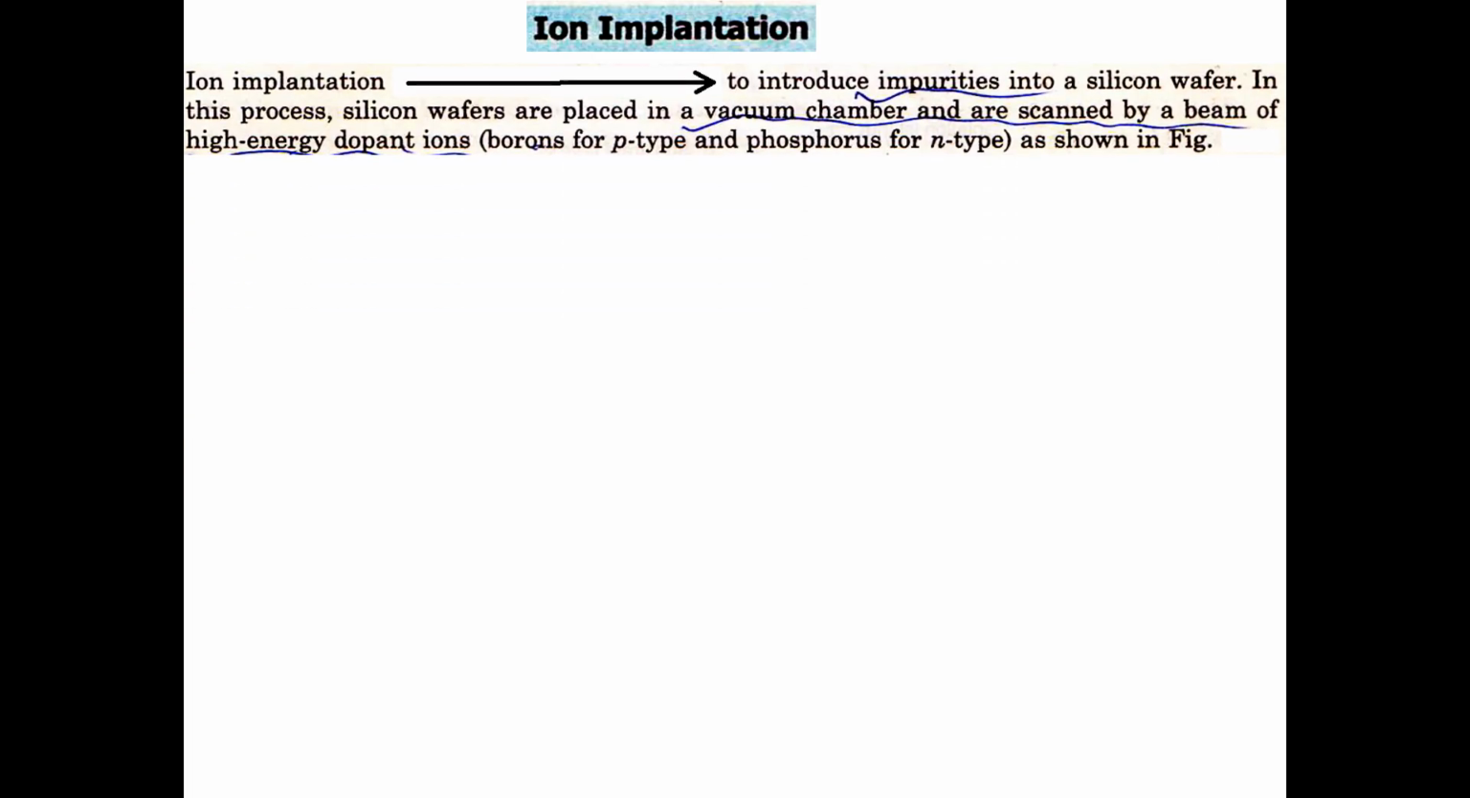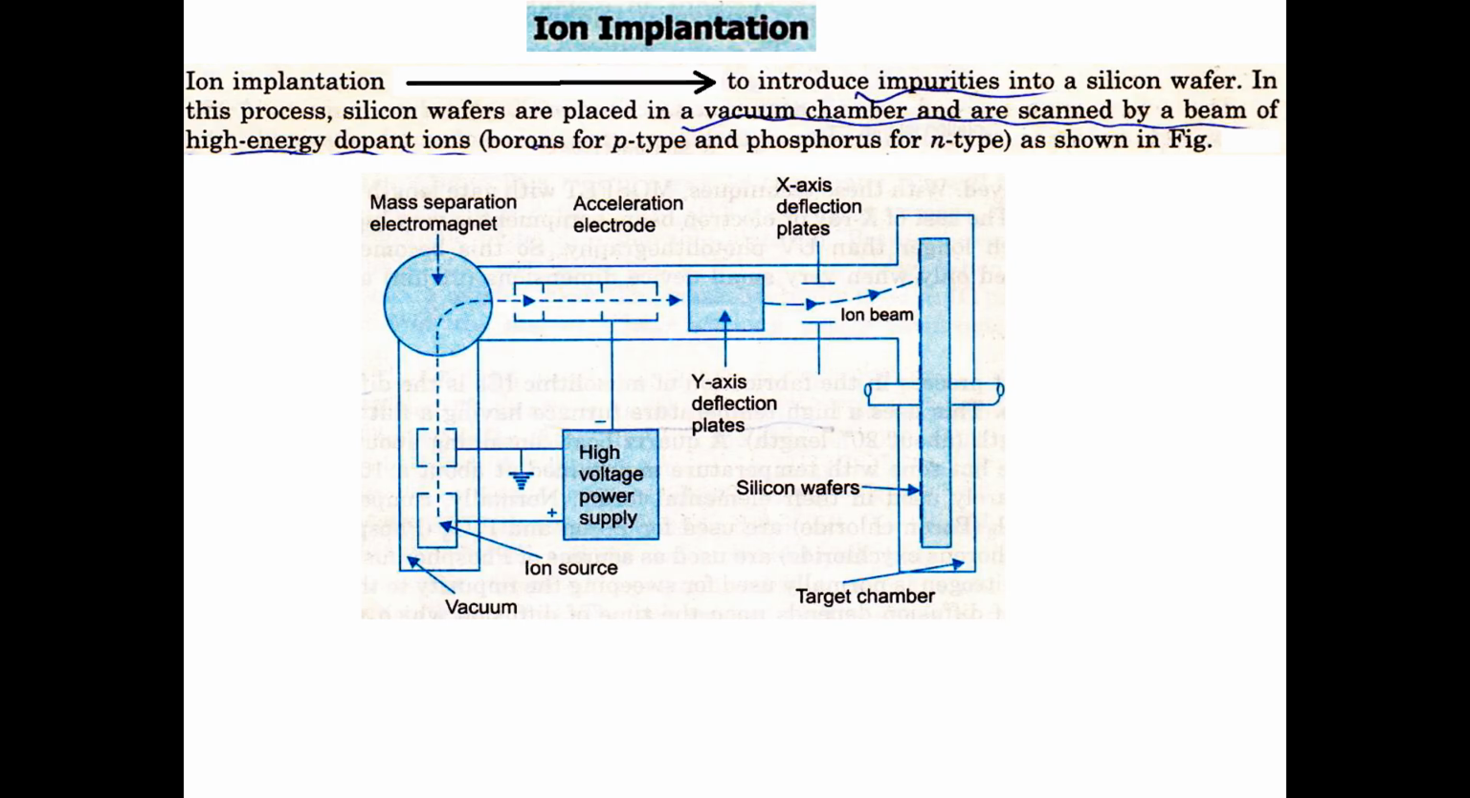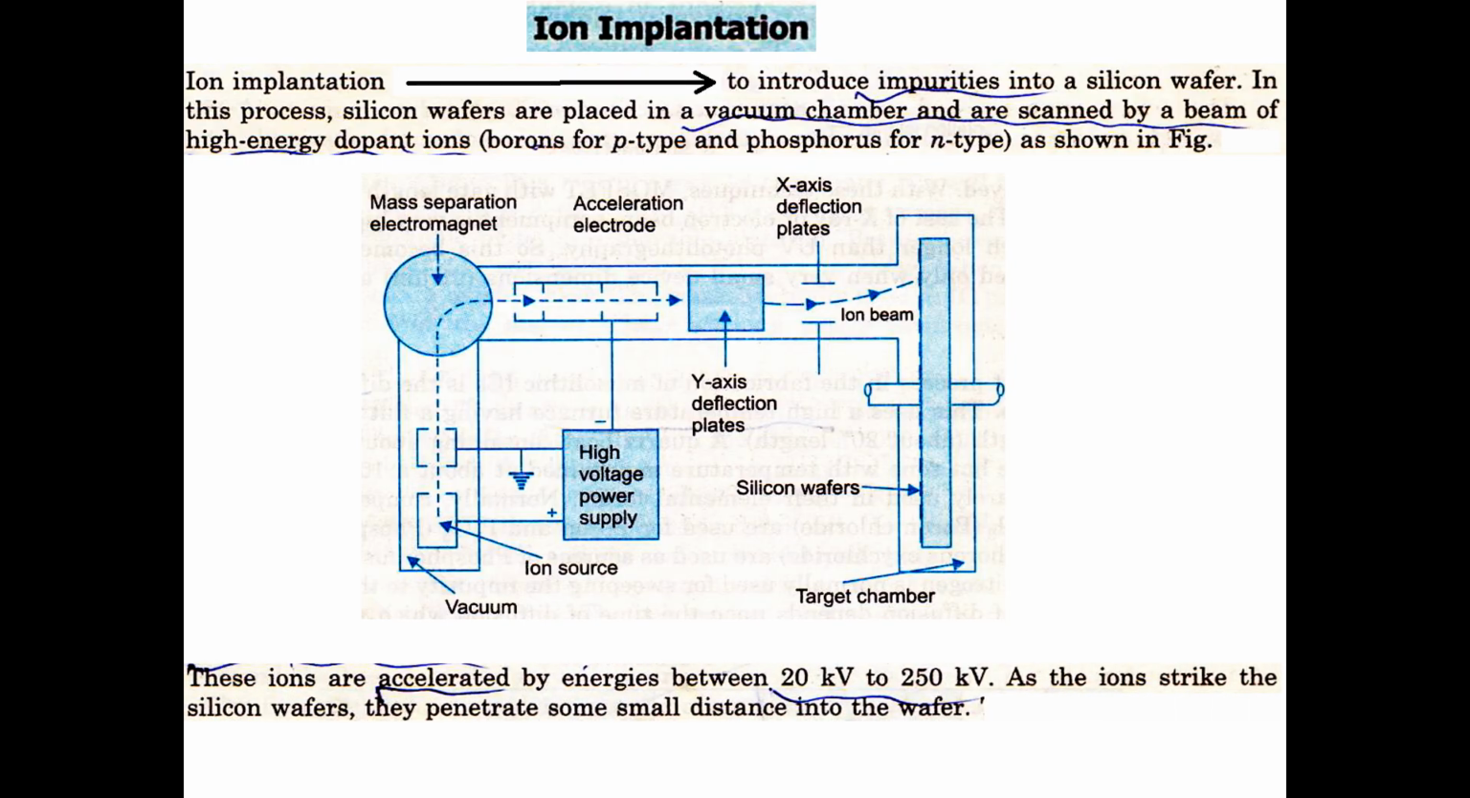Ion implantation. Ion implantation is used to introduce impurities into a silicon wafer. In this process, silicon wafers are placed in a vacuum chamber and are scanned by a beam of high energy dopant ions as shown. These ions are accelerated by energies between 20 kilovolt to 250 kilovolt. The ions strike the silicon wafers. They penetrate a small distance into the wafer.